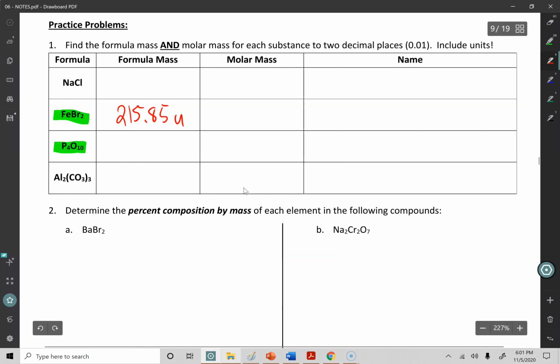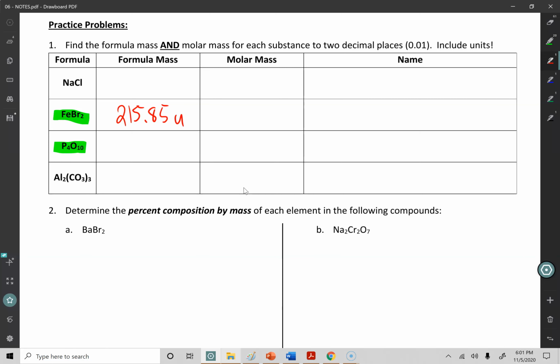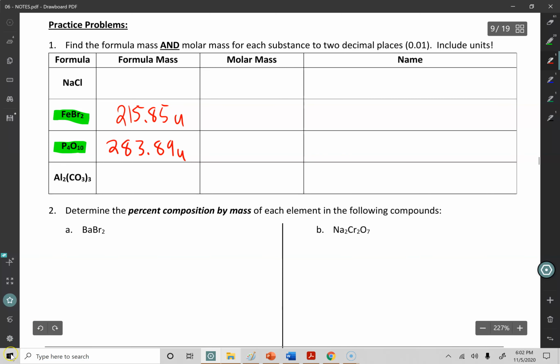All right, let's check and see how you did. P4O10, I've got 4 phosphorus atoms, 10 oxygen atoms. And to the nearest hundredth of an atomic mass unit, I come up with 283.89 U. That's it. Again, 4 times phosphorus plus 10 times oxygen, and I should come up with the formula mass or atomic mass for that molecule. All right, let's get back to the notes.